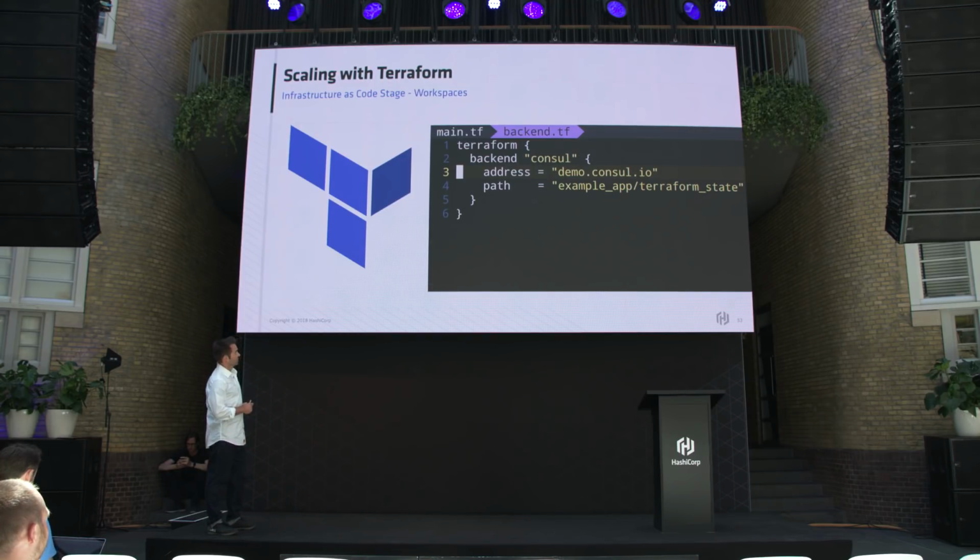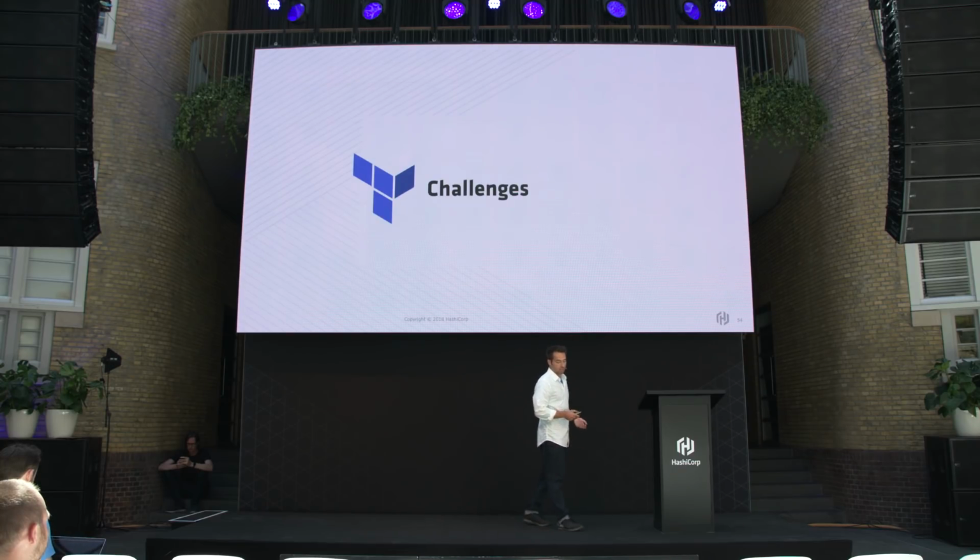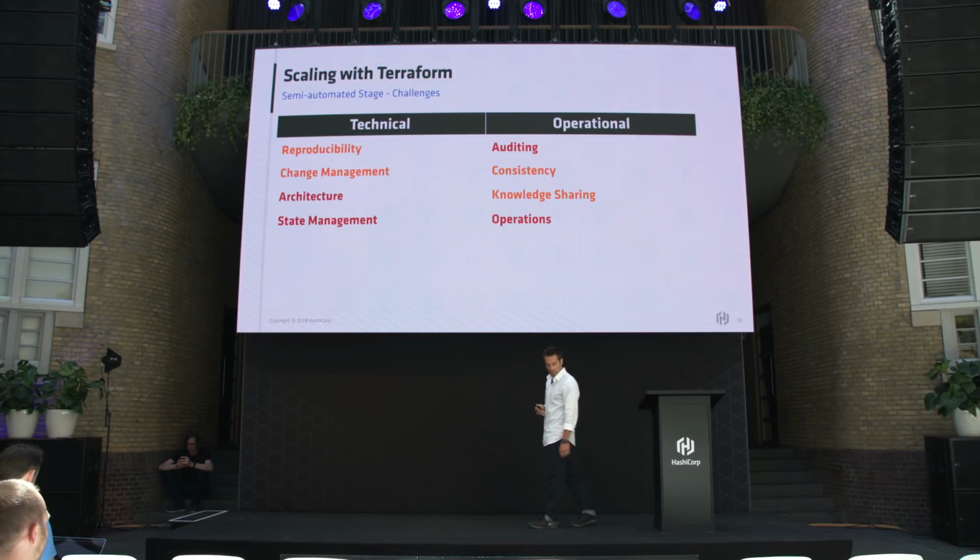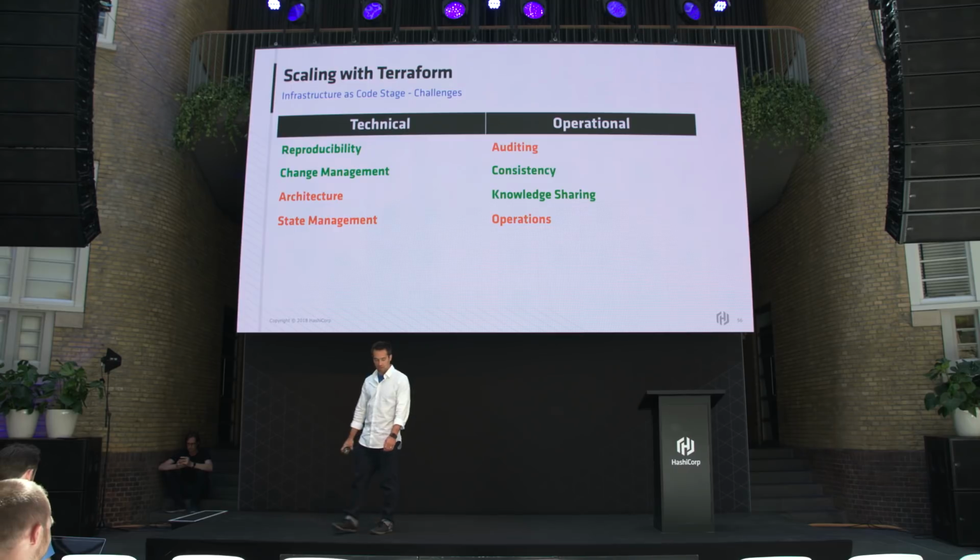So that's the infrastructure as code stage. We've got workspaces to help us manage multiple environments, and we're managing our state. We can now bring more things in there, but we need to review our challenges. So this is where we left off. After we complete this stage, things are a lot better. We've got green now. Reproducibility.